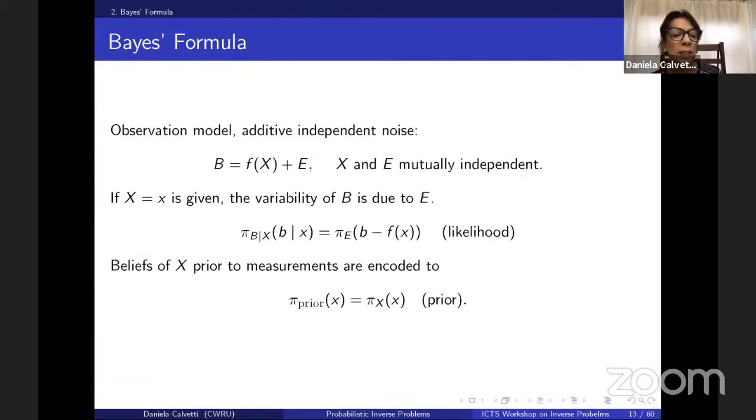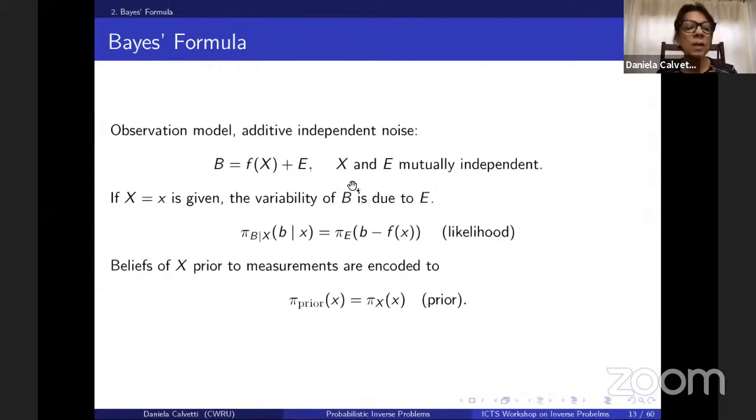So now let's make it a little more pertinent to inverse problems. Let's look at this observation model. We call this an observation model. We're assuming that we have additive independent noise. So here, E and X are mutually independent in this model.